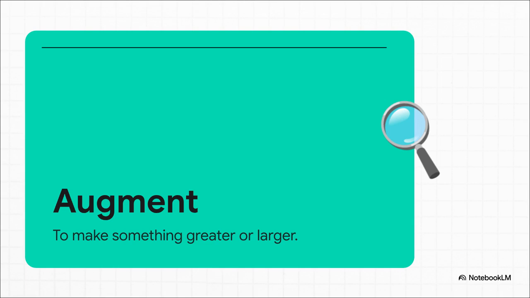Okay, next up we have augment. Now this is different from adapt. Adapt is about adjusting to something. Augment is all about adding to something. You're making it bigger, greater, or more valuable.